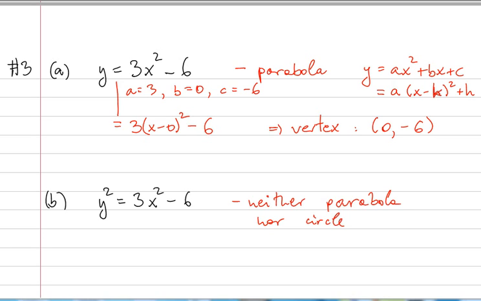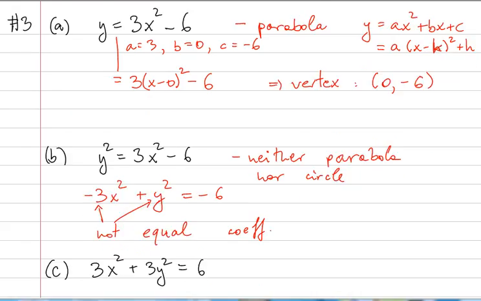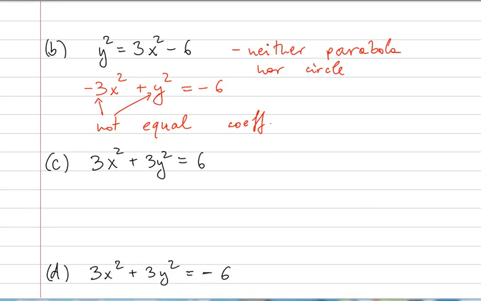y comes with the y squared form. So if we bring x's and y's together, we get this, but these two coefficients are not equal, so it's not a circle. For the next one, this is a circle.